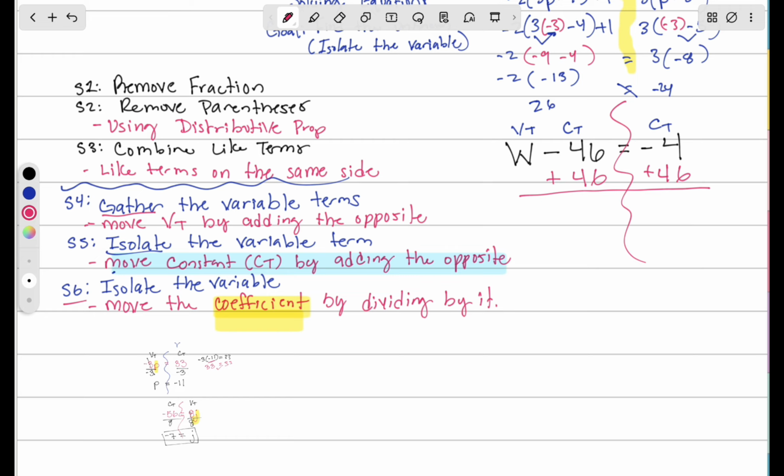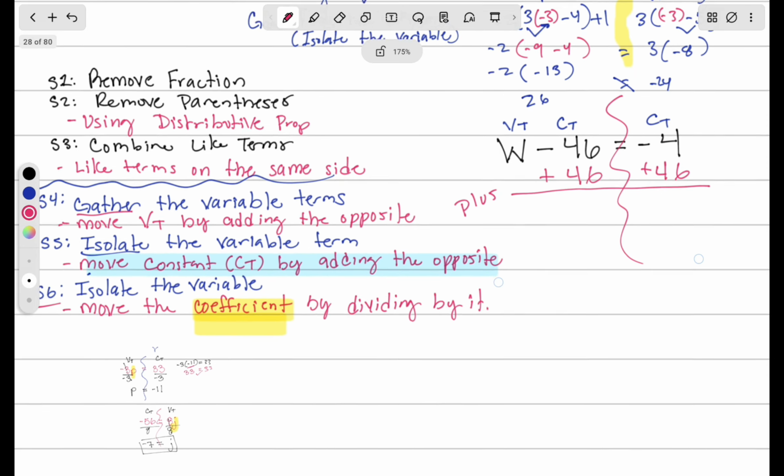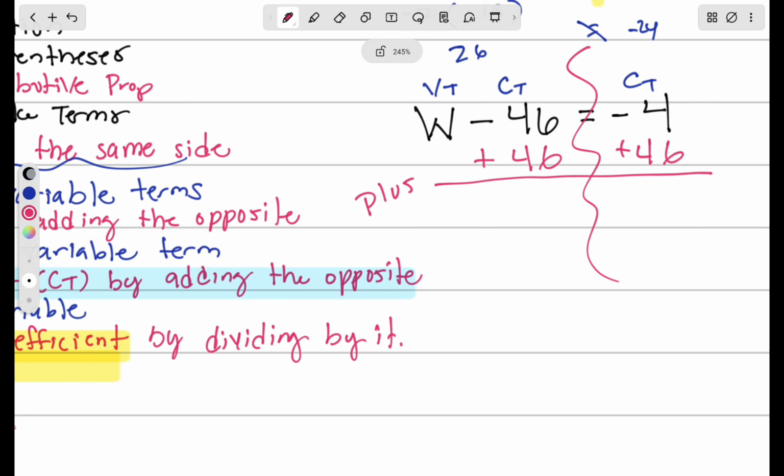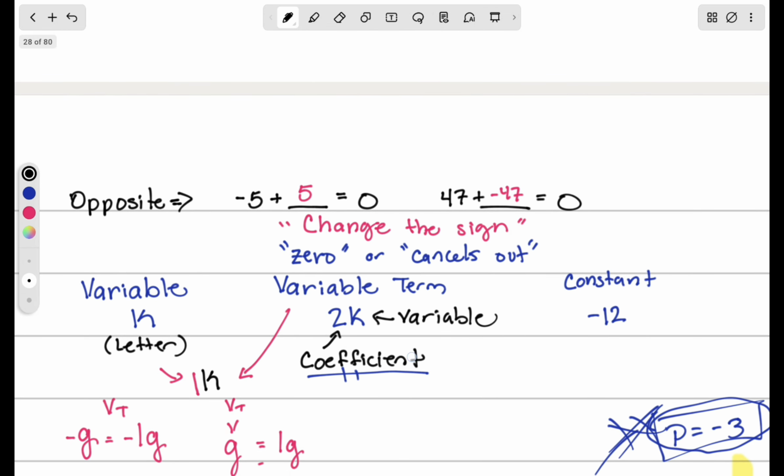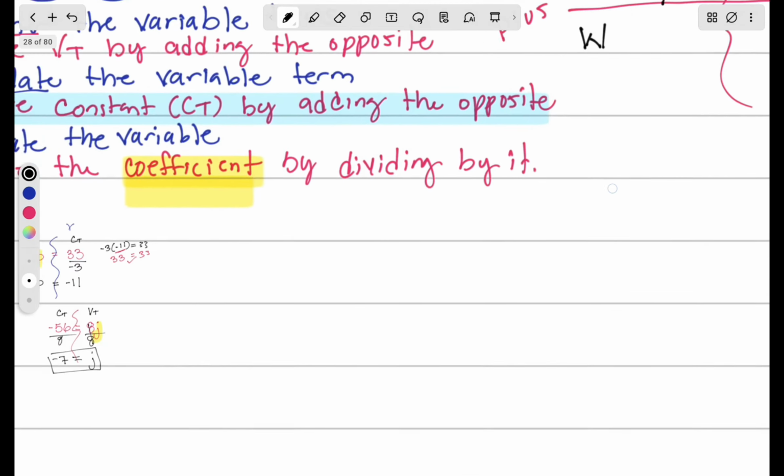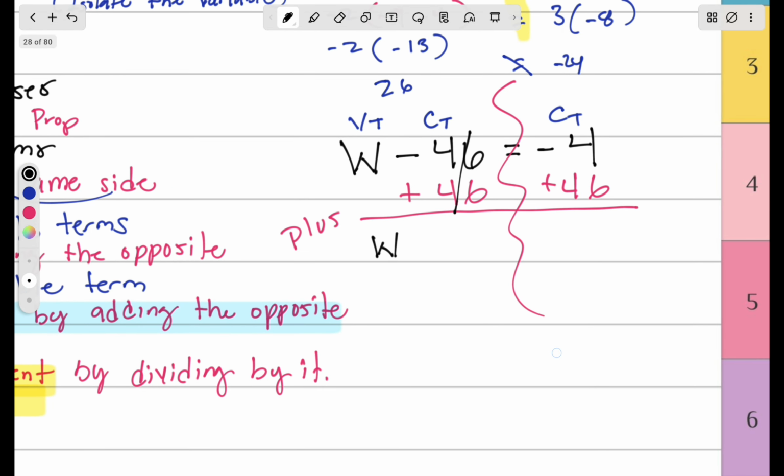All right. Now, you're not dividing, so you put a line underneath. What does this line mean in the calculator? A plus sign. All right, here we go. W comes down because there's nothing below it. Remember, we said that anytime you add opposites, they cancel out. We said that in the very beginning when we did opposites. Anytime you have two numbers with different signs, either they cancel out or you write 0. But we're just going to cancel them out when we move them. All right? So W equals negative 4 plus 46, which is a positive 42.